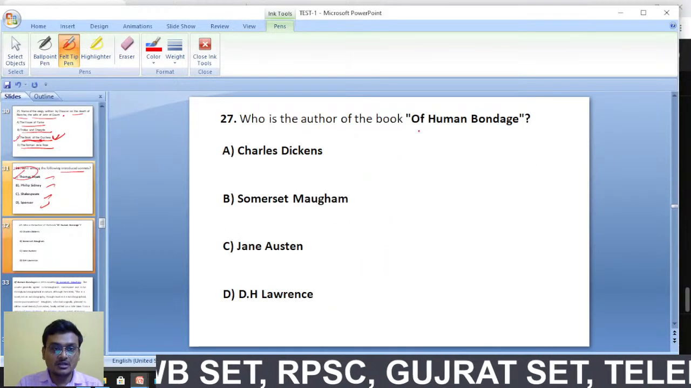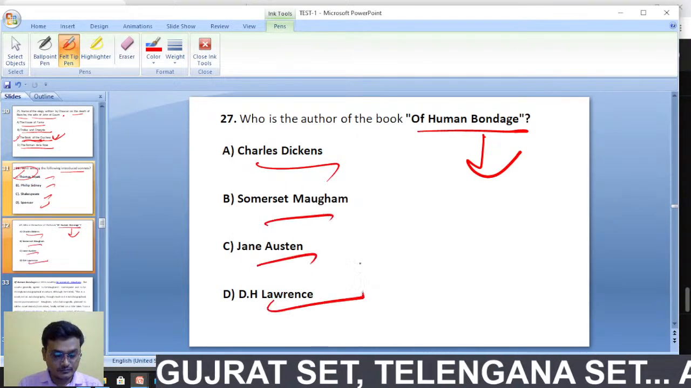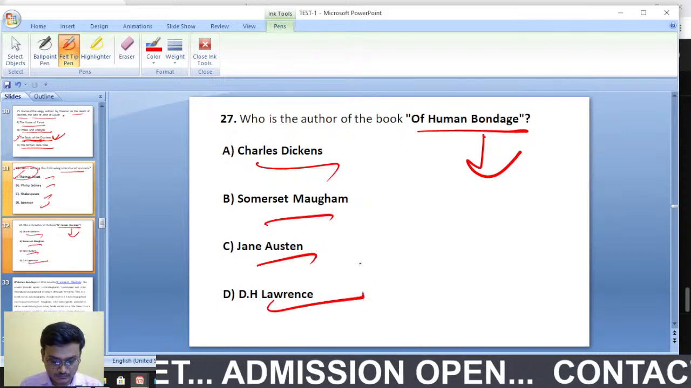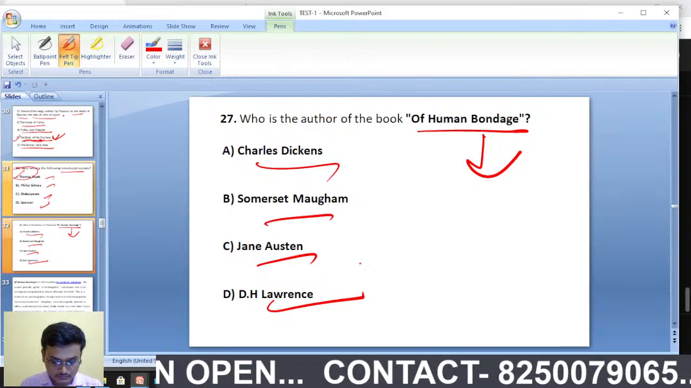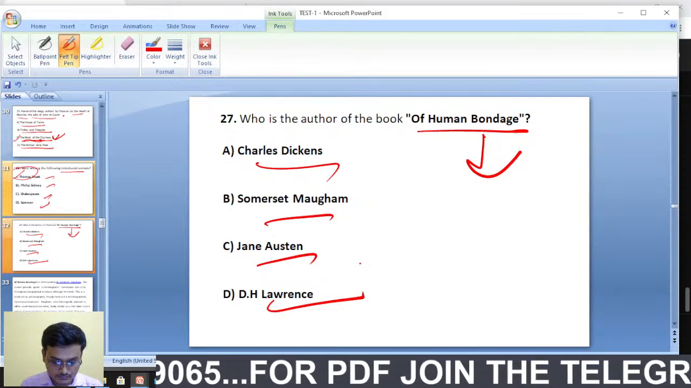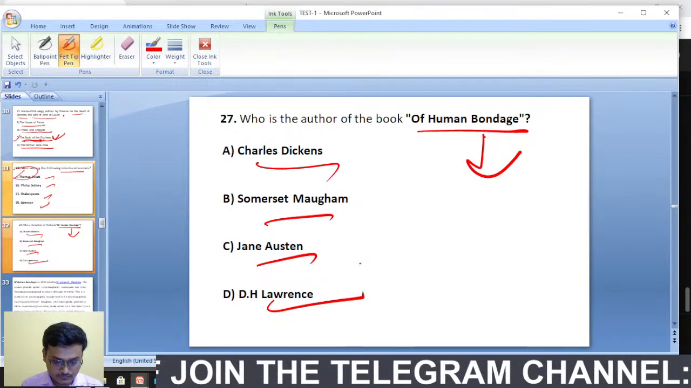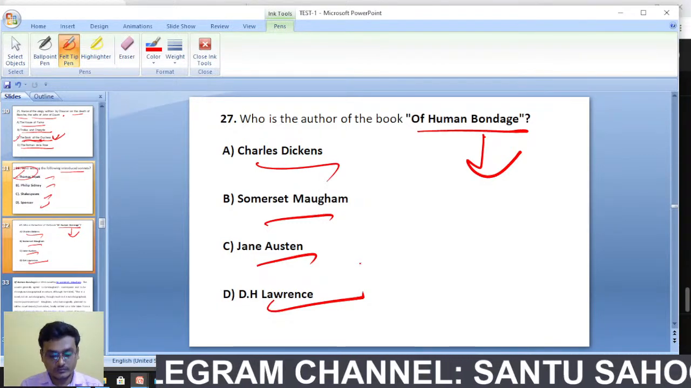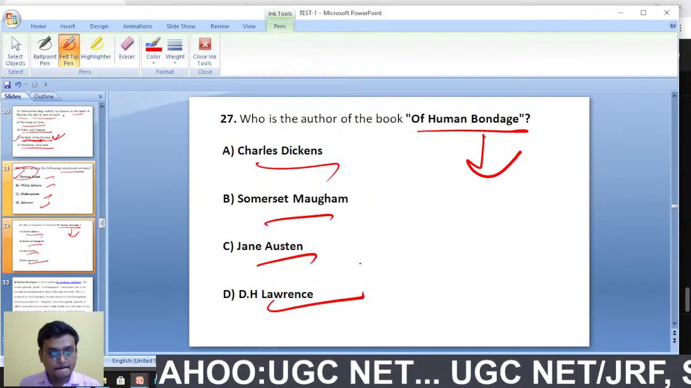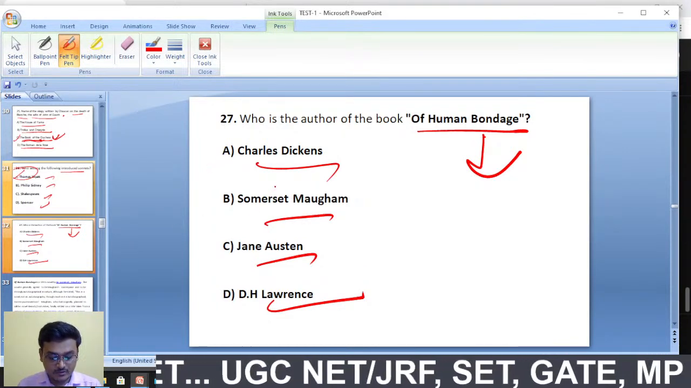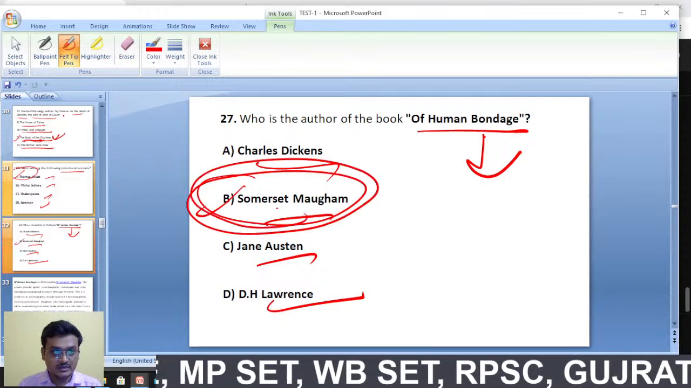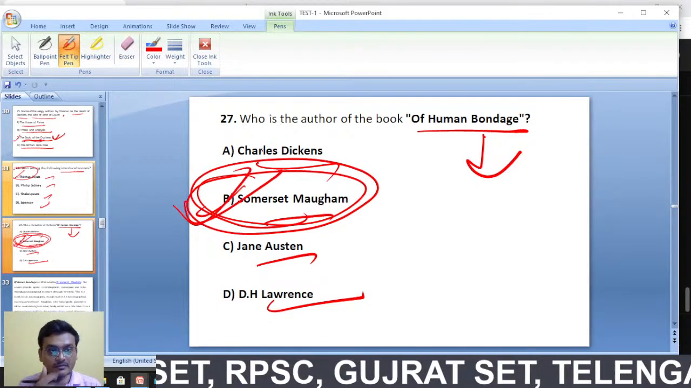Excellent. Who is the author of Of Human Bondage? Somerset Maugham. Our boy Somerset Maugham. Exactly. Somerset Maugham has written Of Human Bondage.